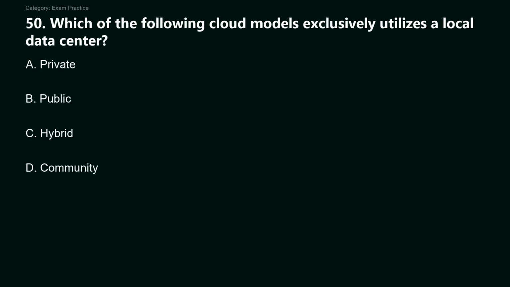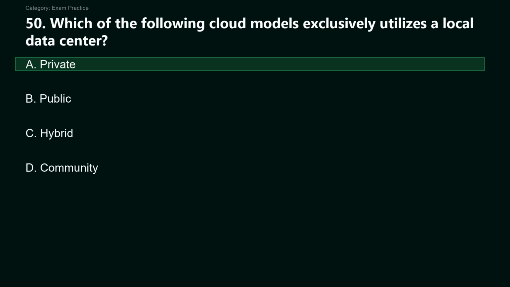Question 50. Which of the following cloud models exclusively utilizes a local data center? Option A, private. Option B, public. Option C, hybrid. Option D, community. The correct answer is option A, private.